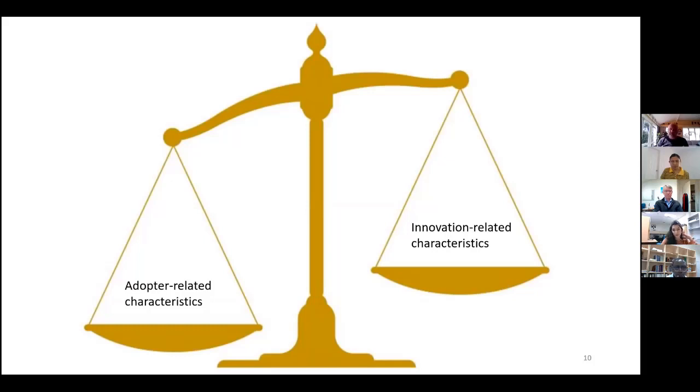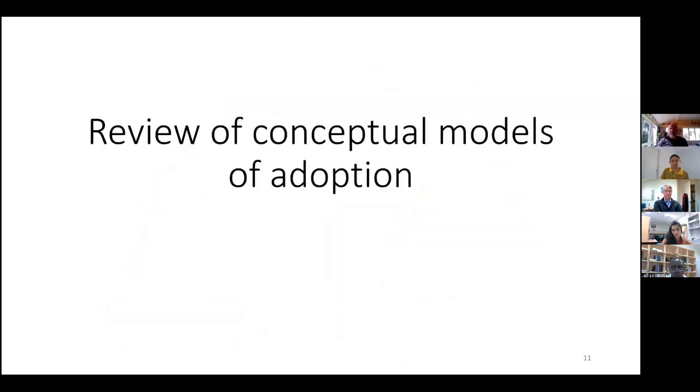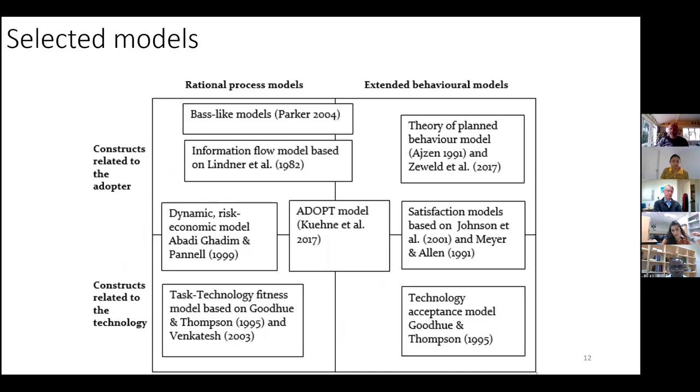So that's the introduction. What I'm going to do now is explain what I've done on the review of conceptual models. So this is what I did.